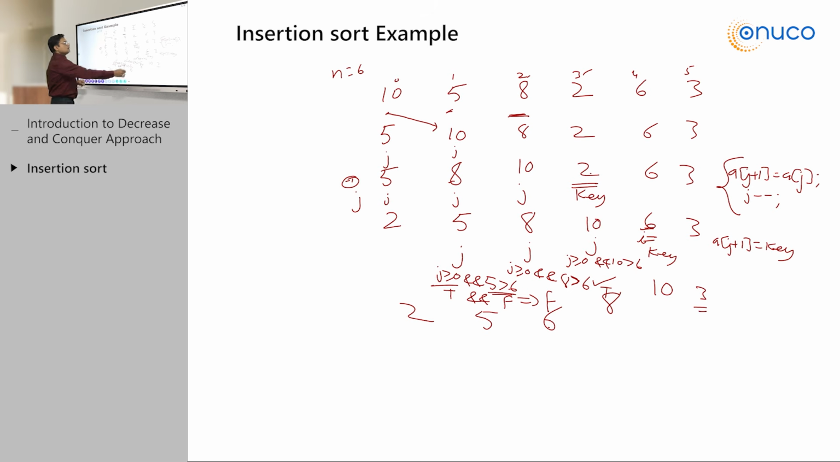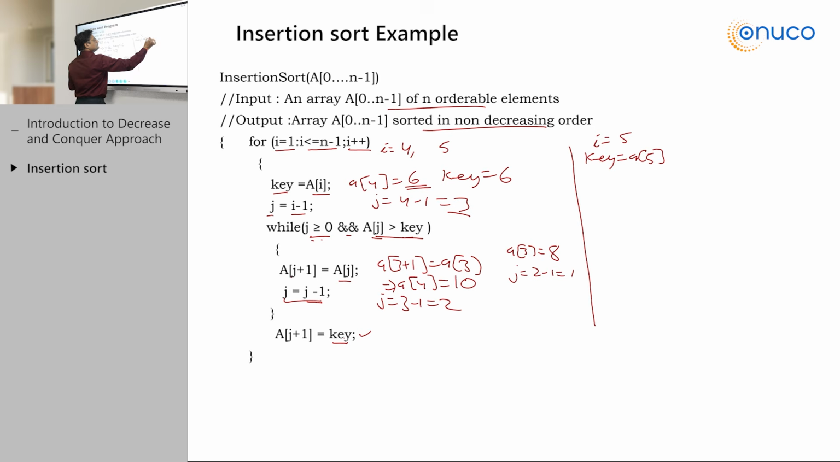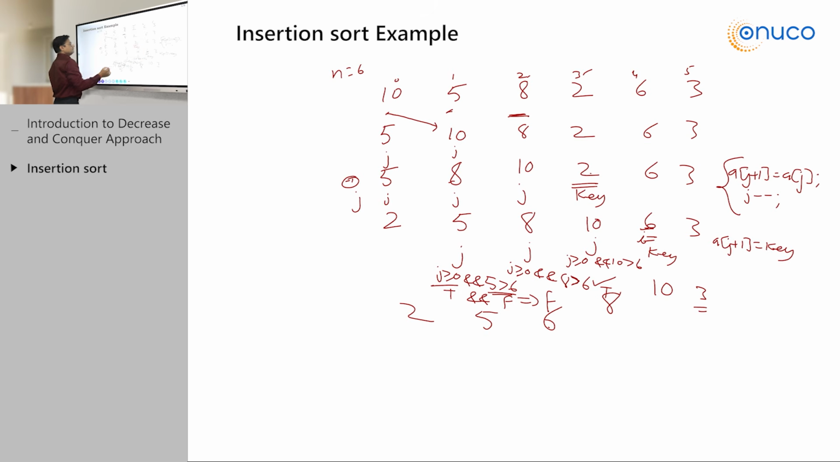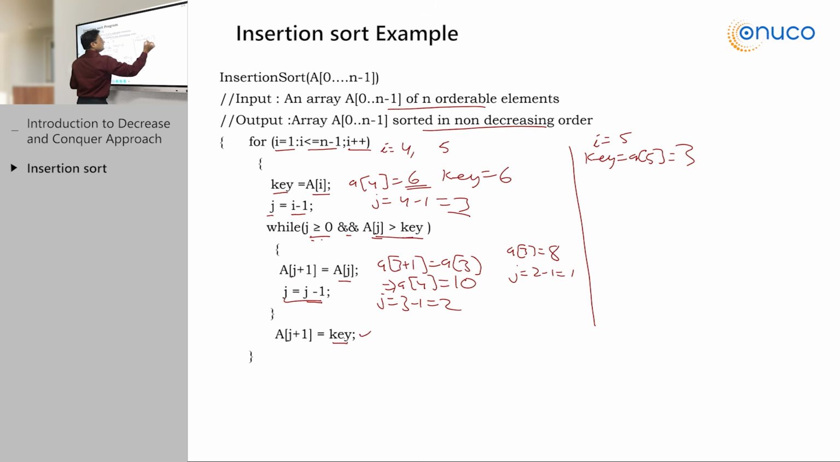So next, i increases from 4 to 5. Based on this example, i increases, and again I will go to the next value. So in this particular case, i is 5, right? Key is equal to A of 5, that is 3, so you can write it as 3. And j is equal to i minus 1, which is 5 minus 1, equal to 4, right?